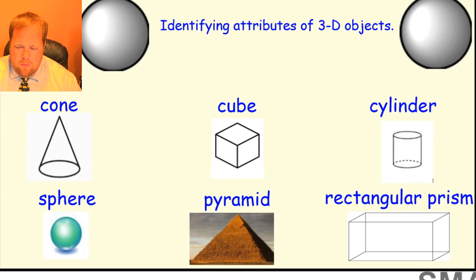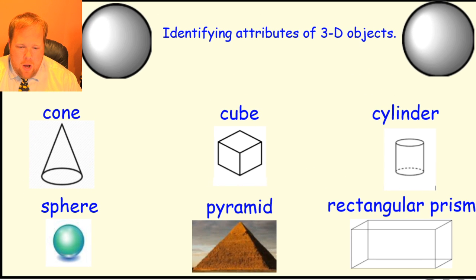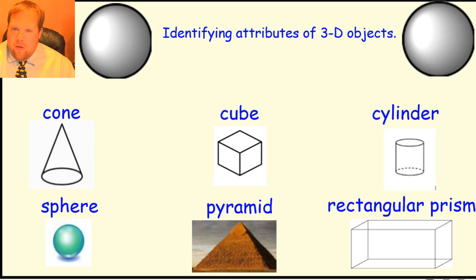Identifying attributes of 3D objects. So an attribute is something that describes something. An attribute of me, I have blonde hair. But an attribute of shapes, and these are called defining attributes, that just means that all shapes have this in common, a certain thing. Like all cubes are the same with this. All cones are the same with this.